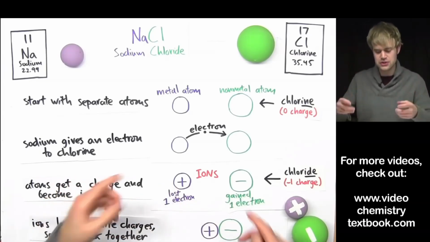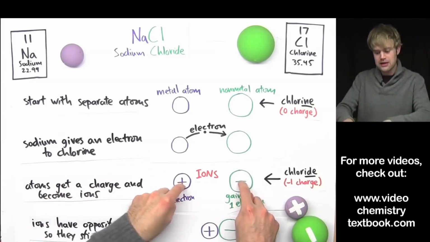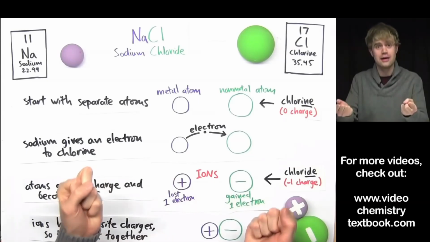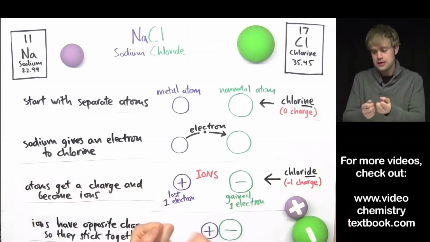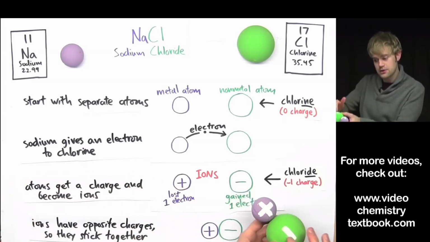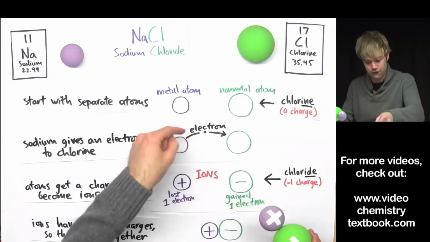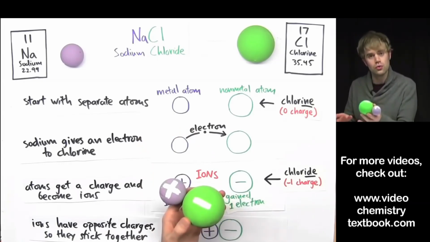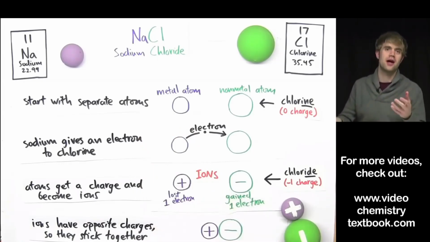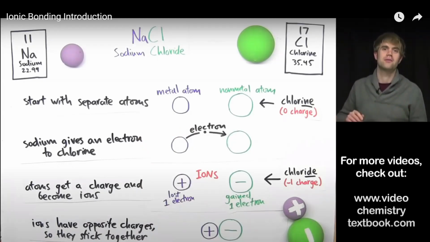And then the last step after the ions form is that the oppositely charged atoms stick together because of their opposite charges. So it's those opposite charges that are the glue holding the atoms together. Okay, so we're just going to pause there to let you fill in that last blank if you haven't done it already. Ions have opposite charges, so they stick together.